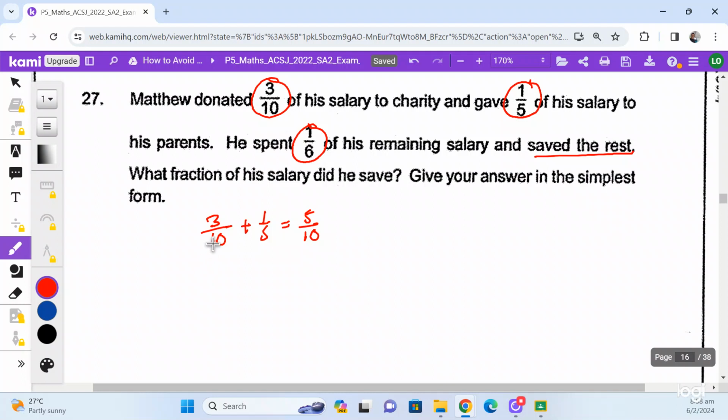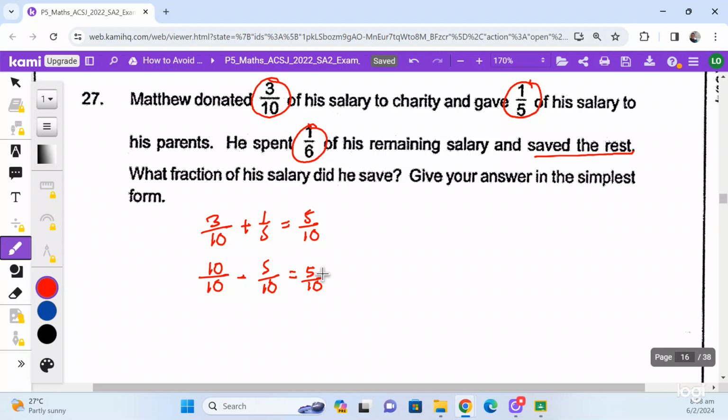And then he spent 1 over 6 of the remainder. So what's the next step? Students most likely understand the next step, which is to take the fraction of all the salary and minus 5 over 10 to get what? To get the remainder salary, which is 5 over 10 also. And then he spent 1 over 6 of the remainder salary.